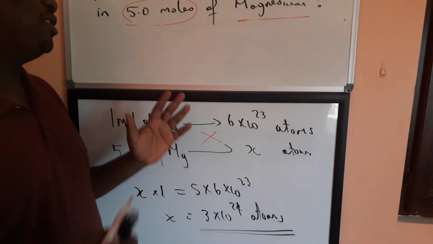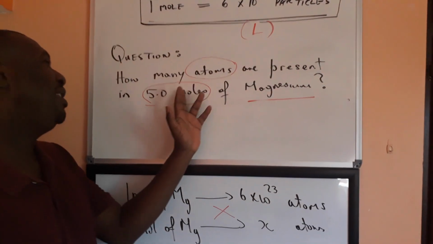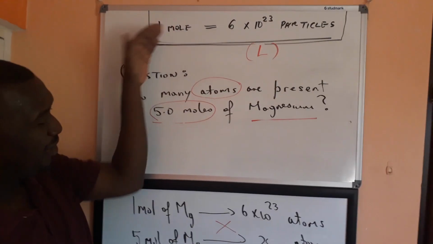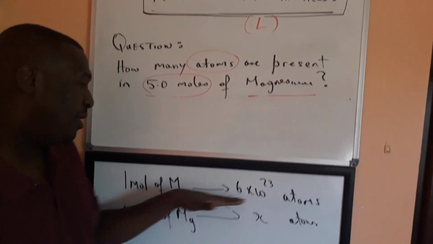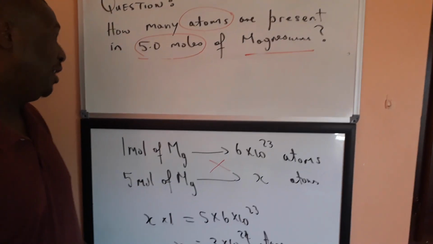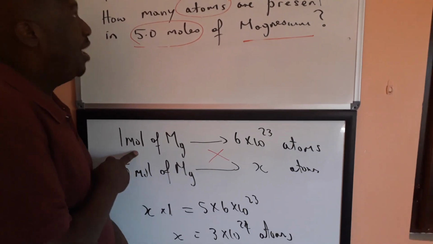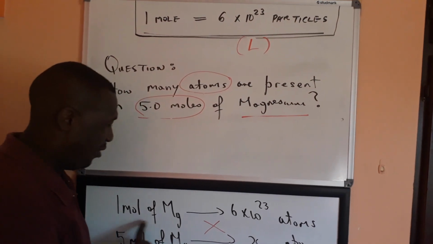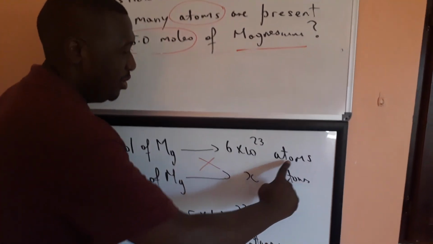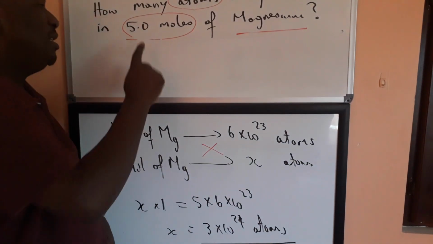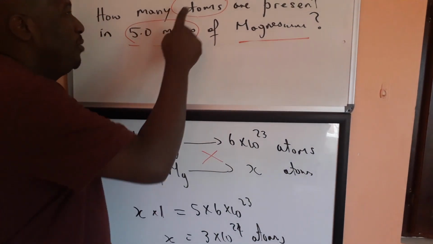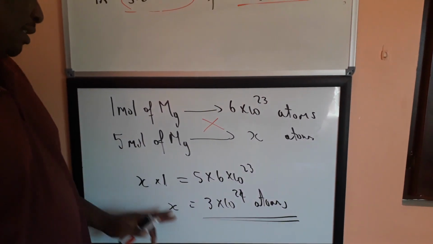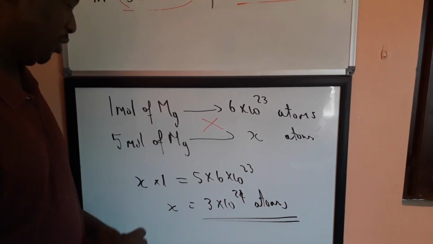The first thing you need to do is to establish the relationship which the question is asking you about. And then you use the definition as your first step in your calculation. It's established that 1 mole of a substance is 6 times 10 to the 23 particles. So 1 mole of magnesium is 6 times 10 to the 23 atoms. And then the question is asking you, if I have 5 moles, how many atoms? You simply do that, and by simple calculation, you come to your answer.